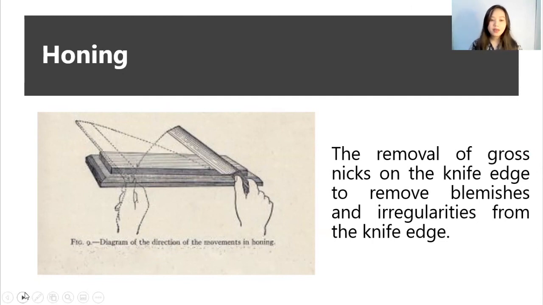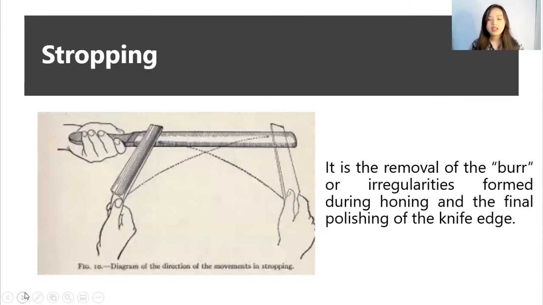And the second method is stropping. It is the removal of the burr or irregularities formed during honing and the final polishing of the knife edge.